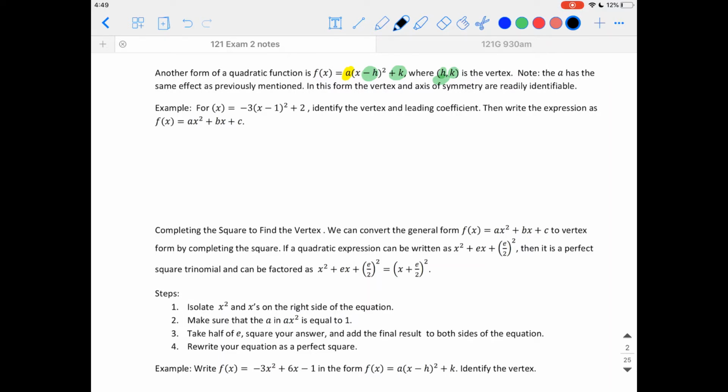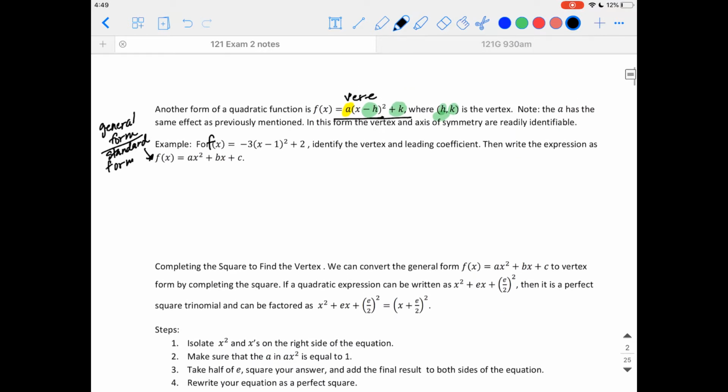So for example, for f of x equal to negative 3 parentheses x minus 1 parentheses squared plus 2, identify the vertex and leading coefficient, then write the expression as f of x is equal to ax squared plus bx plus c. So just so you know, this form technically is called the general form. It's also called standard form. Those are, again, two synonymous phrases, I guess. And this one, because it shows the vertex, is called the vertex form. There goes my Apple pencil.